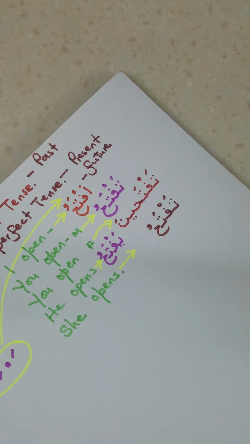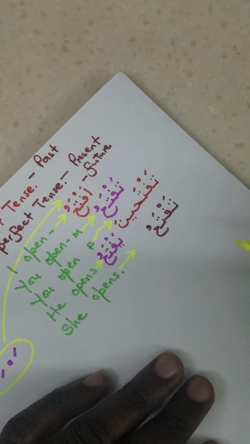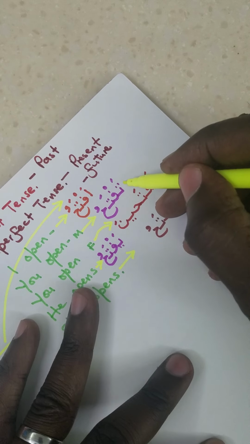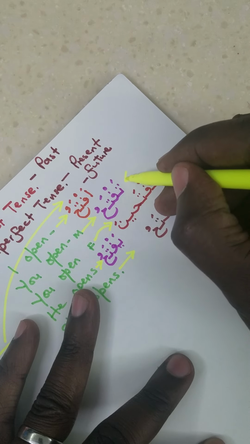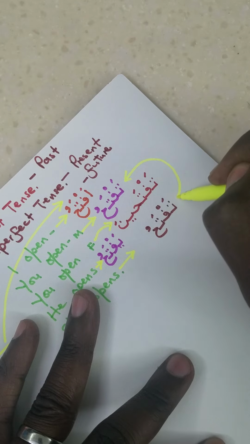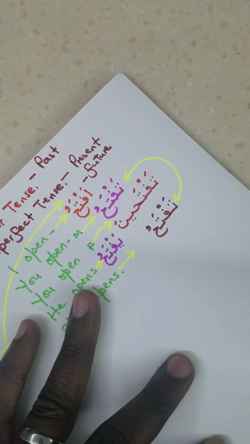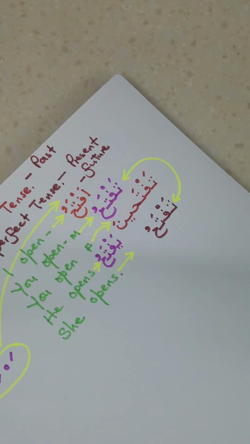Now, before we go any further, I know someone is about to tell me, hey, don't you think you have made a mistake? Do you see that taftahu here is the same as the other one? Yeah. That's how it's always going to be. The way you say she opens is the same way you're going to say you open for the masculine. And it's going to be the same when you look at it.